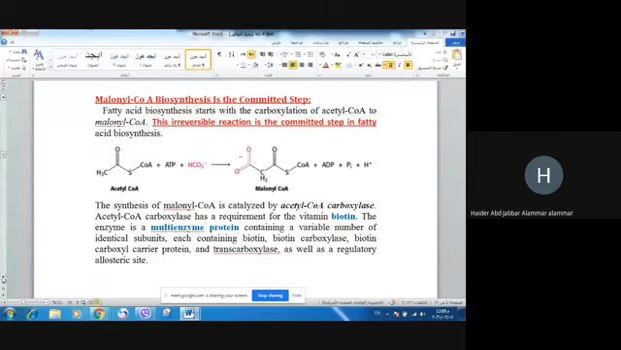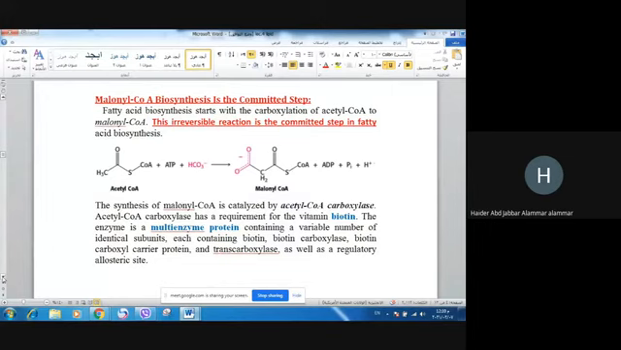After the formation of malonyl coenzyme A, the synthesis of malonyl coenzyme A is catalyzed by acetyl coenzyme A carboxylase enzyme, which has a requirement of the vitamin biotin, and others, as I said, manganese and bicarbonate. Here comes the role of the multienzyme protein, the fatty acid synthase complex enzyme, which contains 7 enzymes.